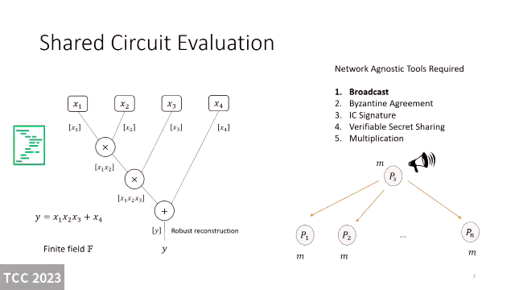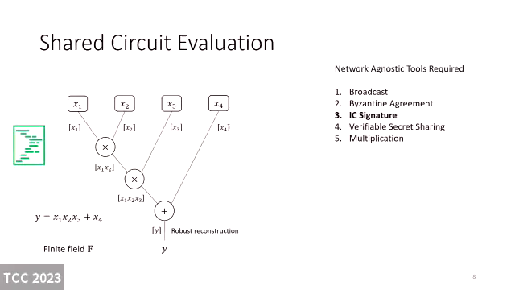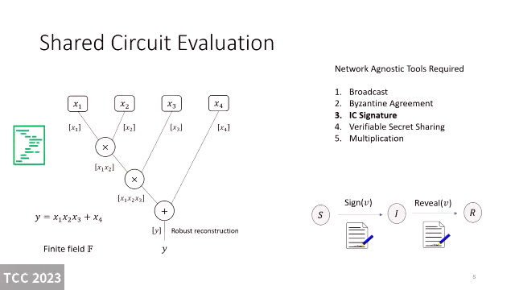And the second is an IC signature, which is a statistical or unconditional equivalent of a digital signature, which allows a signer to sign a value to an intermediary who can then reveal this value to a receiver. And the guarantees of the signature scheme are that the intermediary cannot reveal a value which was not signed by the signer, and that the receiver will not learn this value until the intermediary reveals this value.